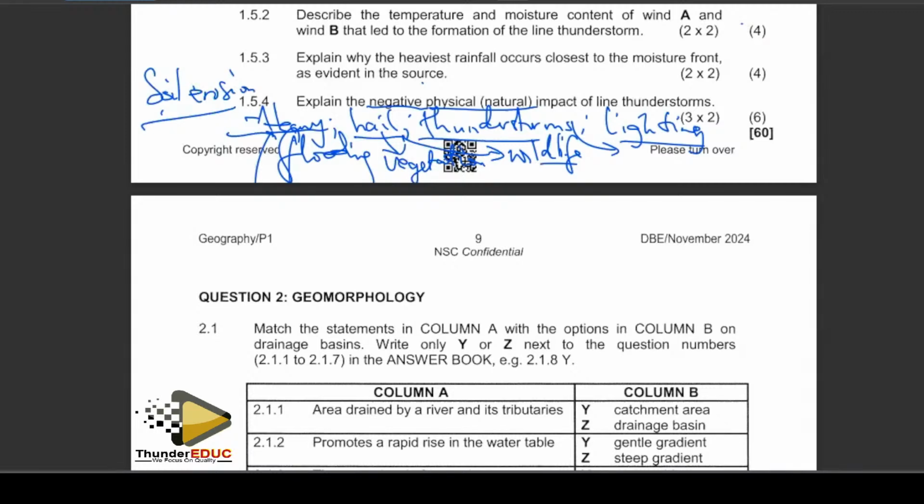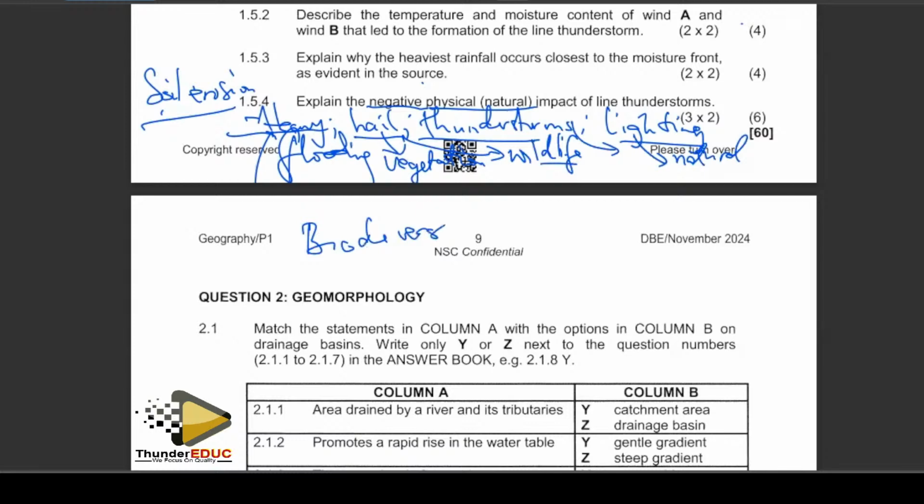Displacement of wildlife. Talk of lightning causing natural fires, which can destroy habitats, which can destroy ecosystems, which can destabilize the balance of nature. So your question should be articulate to natural environment. Do not infuse. Remember, when you're talking of natural environment, you are addressing things like biodiversity.